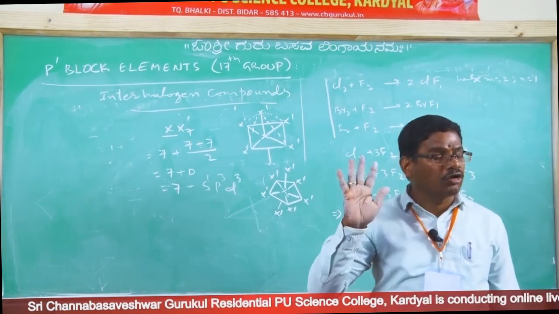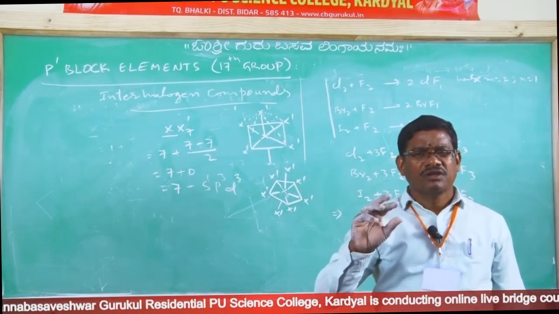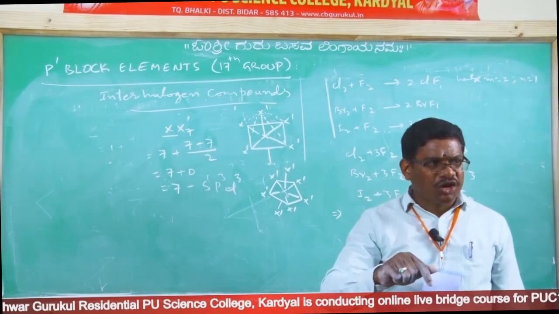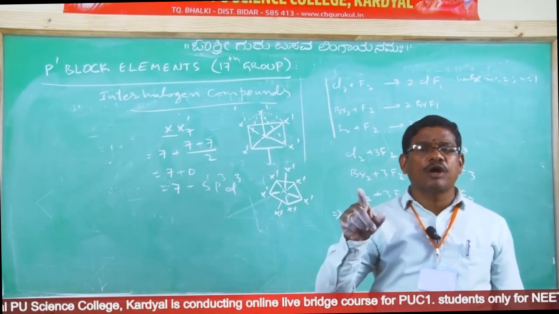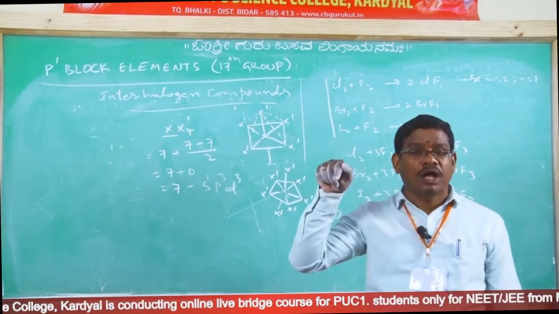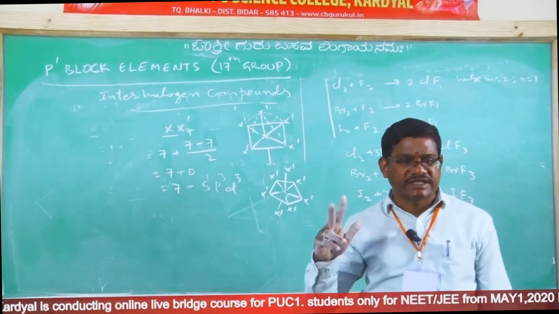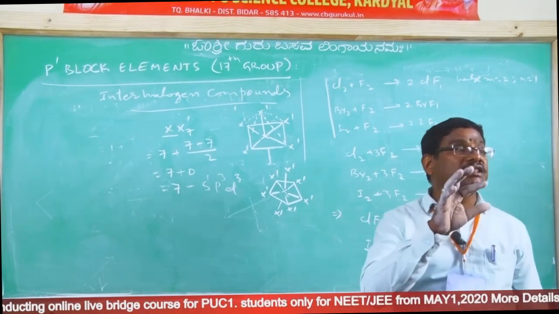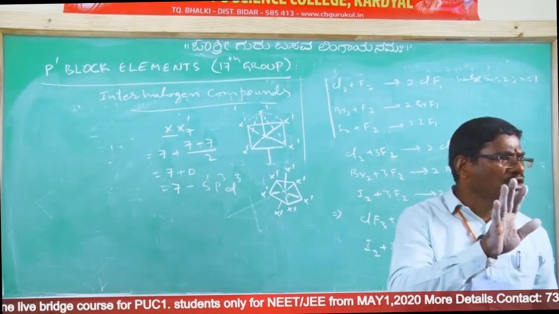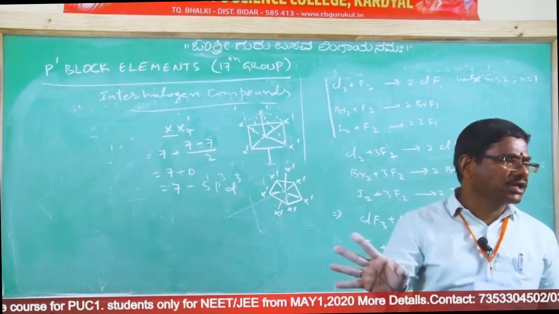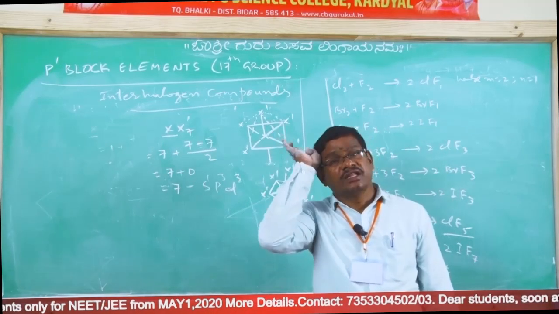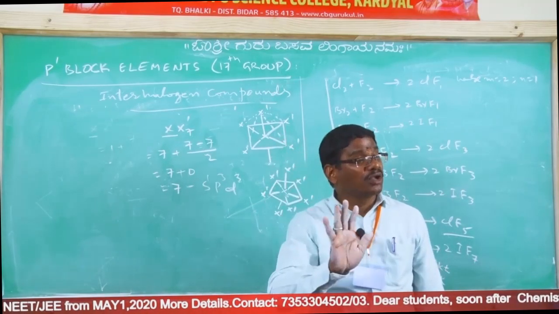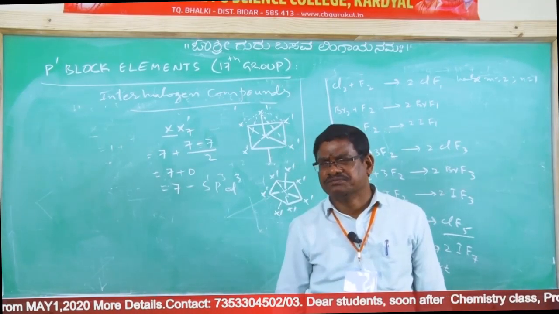and the number of atoms in interhalogen compounds, how is it going to form? As the ratio of atomic radii of the larger halogen to the smaller halogen increases, the number of atoms present in that interhalogen compound also increases, and stability also increases. Clear na? So this is the 17th group elements according to your NCERT.